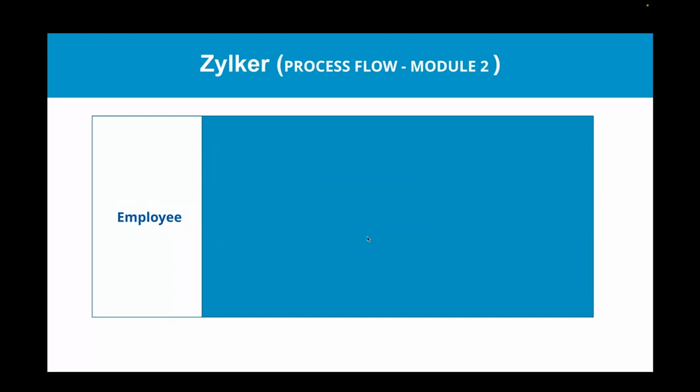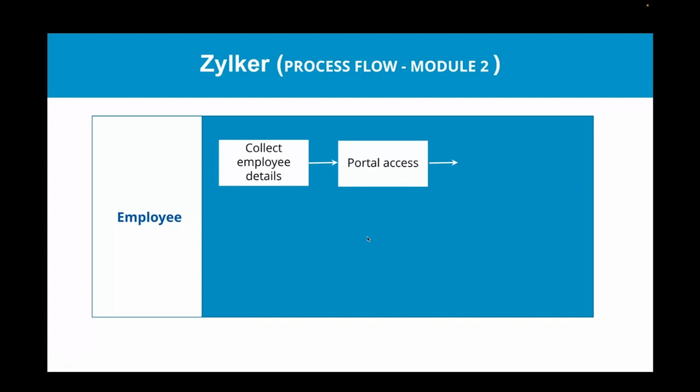And the second module, the second step of our process, is going to be enrolling an employee. So as soon as an employee registers or joins the organization, the HR will collect all the necessary details from this particular employee. After collecting all the details, the employee will get portal access. This portal access can be insurance-centric, or it can be a general portal access. In our case, we are going to give a portal access which is going to help the HR, the insurance provider and the employee to be on a common page.